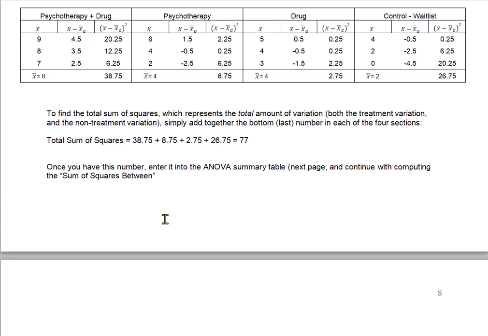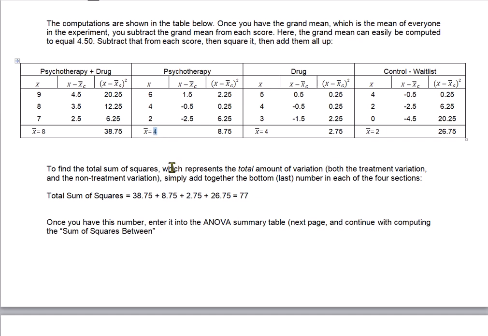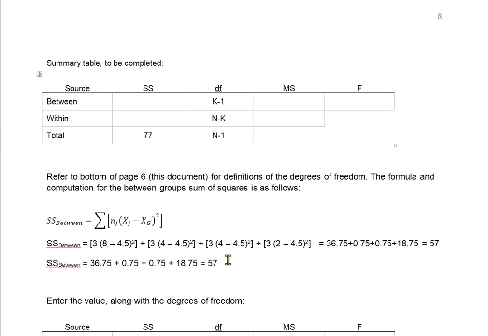So then we take the mean of the second group. We see that right here. The mean of the second group is 4. And we plug that in here, subtract 4.5, which is the grand mean, square that number, and then multiply it by 3. And when you do that set of computations, the part that I'm highlighting right here, it comes out to be 0.75. And then for the third bracket, the third pair of brackets, that computes to 0.75 as well. And the fourth set of brackets computes to 18.75. You then add those up, and that is the between group sum of squares.